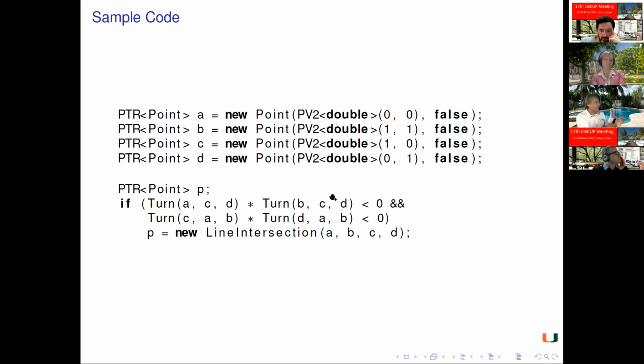So then you do the computation, just like I said. Here we're creating the intersection point P, if you remember that. And we just say turn ACBD equals turn BCD less than 0. Remember, if A and B are on opposite sides of CD, and if C and D are on opposite sides of AB, then you just create a new line intersection of ABCD and store it in P. And then go from there. Then you can do things with P and so forth.